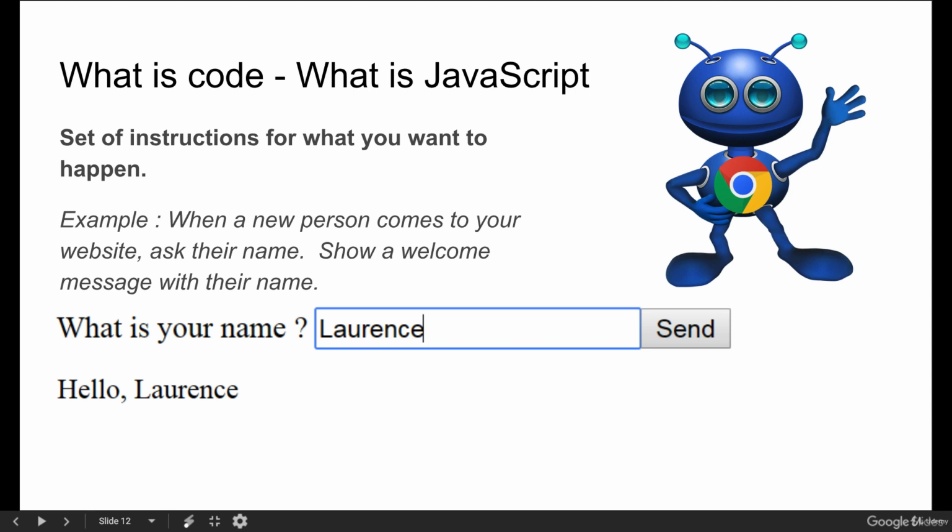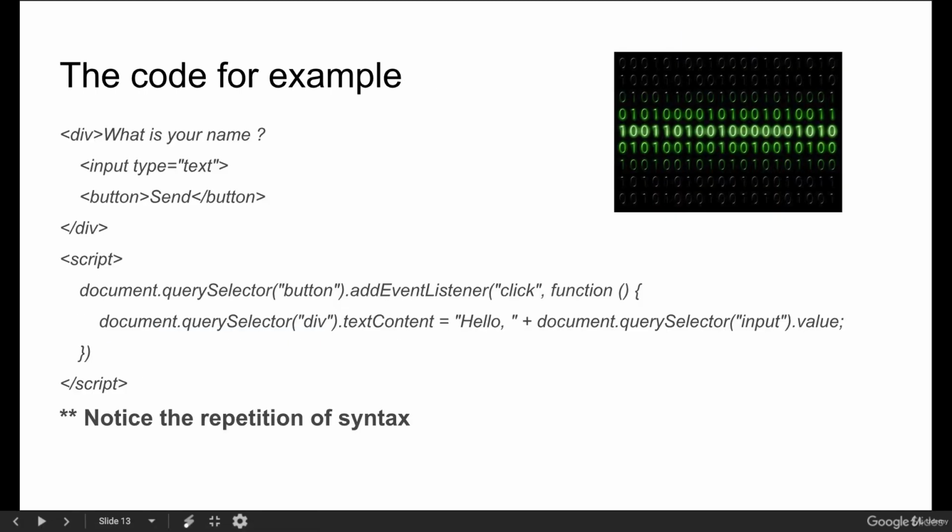So for example, if we have a person that comes to your website, you want to ask them their name and show a welcome message. This might be a common thing that you have on your website. So you want to first ask the name. In this case, it will be Lawrence. We need to provide a place to input the name as well as an interaction for the user to send the name. And then we have a response saying, hello, welcome Lawrence to the website.